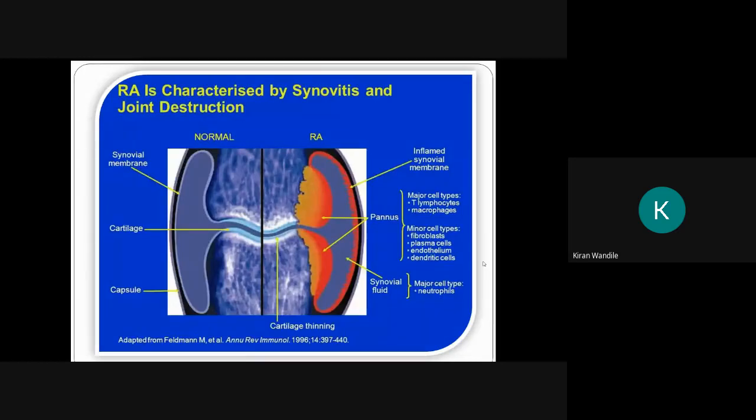So out of which the anti-citrullinated peptide antibody recognizes the type 2 collagen in the joint, and because of which there is a destruction of the cartilage. So ACPA is, initially I asked what is ACPA. It is anti-citrullinated peptide antibody, which recognizes the type 2 collagen in the joint and starts destroying it, initiating the process of rheumatoid arthritis.